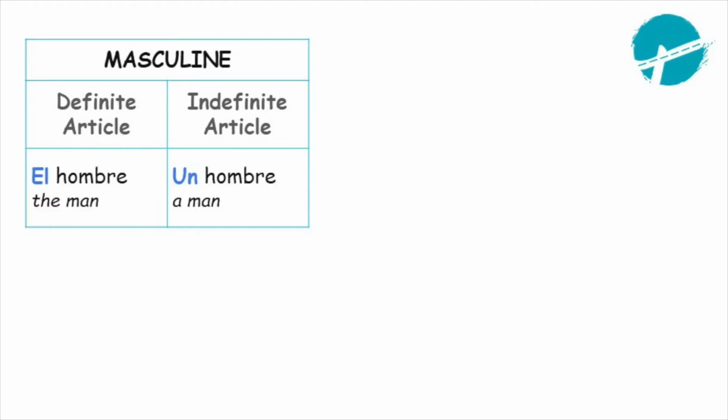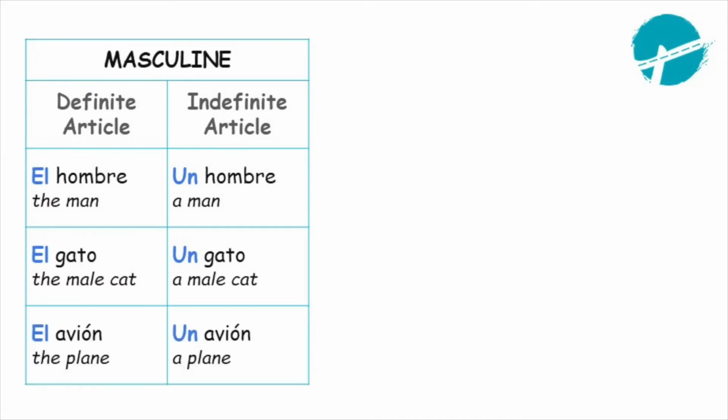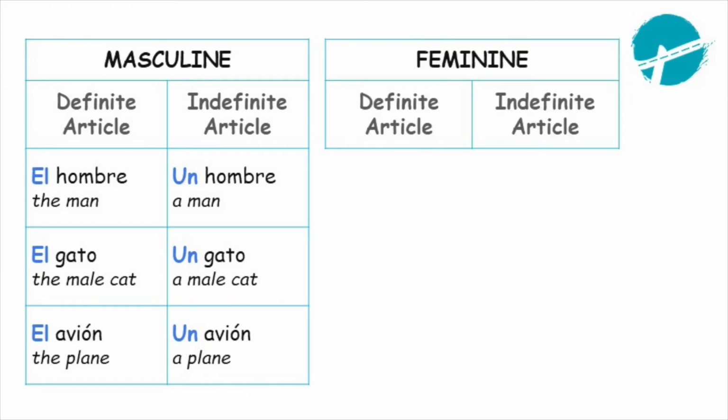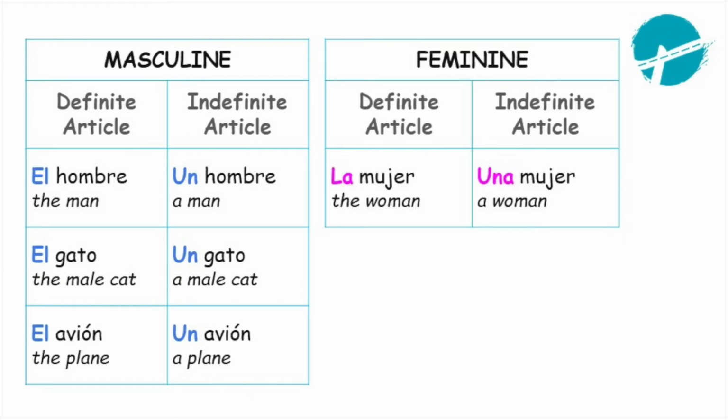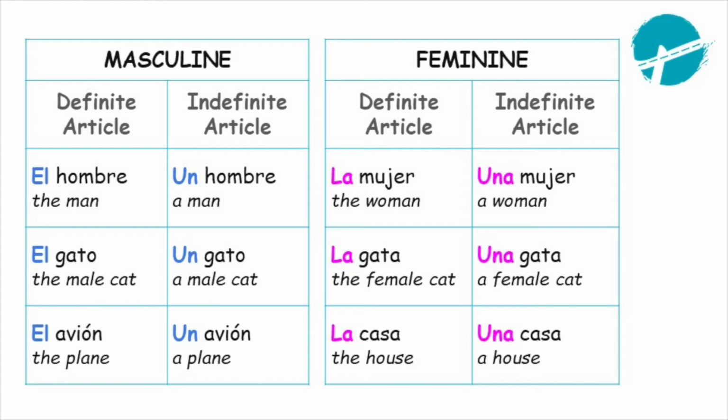Take a look at the following table. El hombre, un hombre. El gato, un gato. El avión, un avión. La mujer, una mujer. La gata, una gata. La casa, una casa.